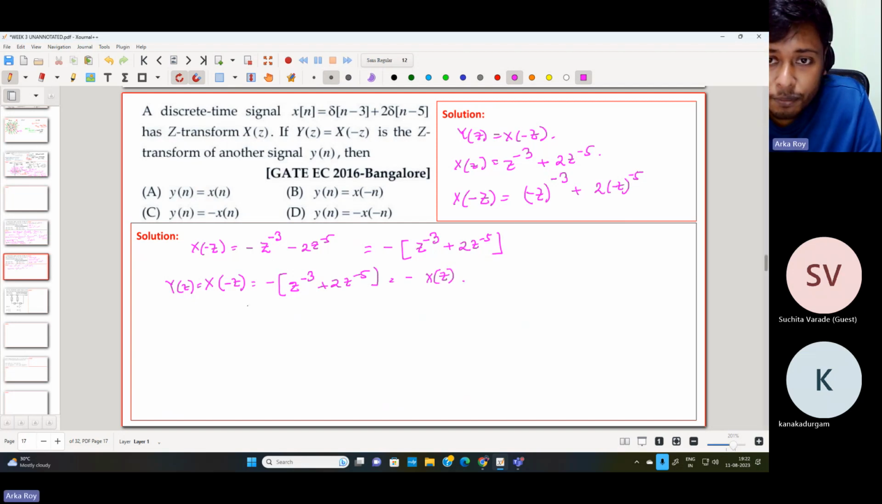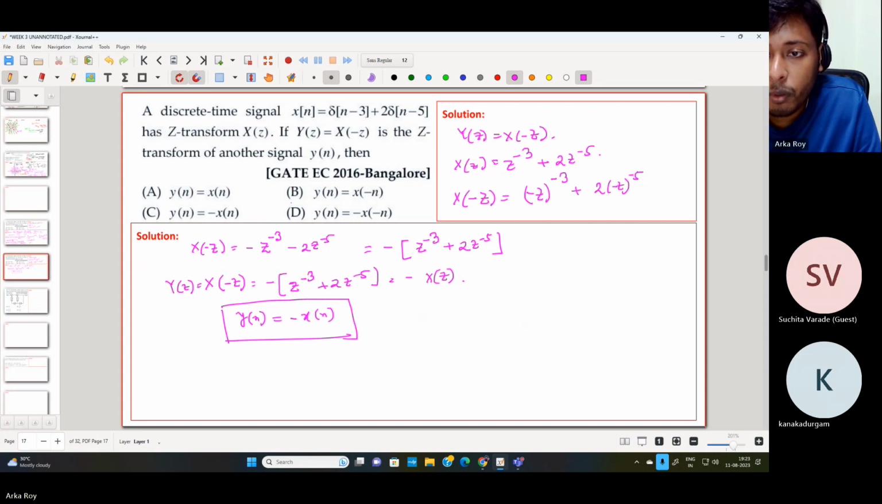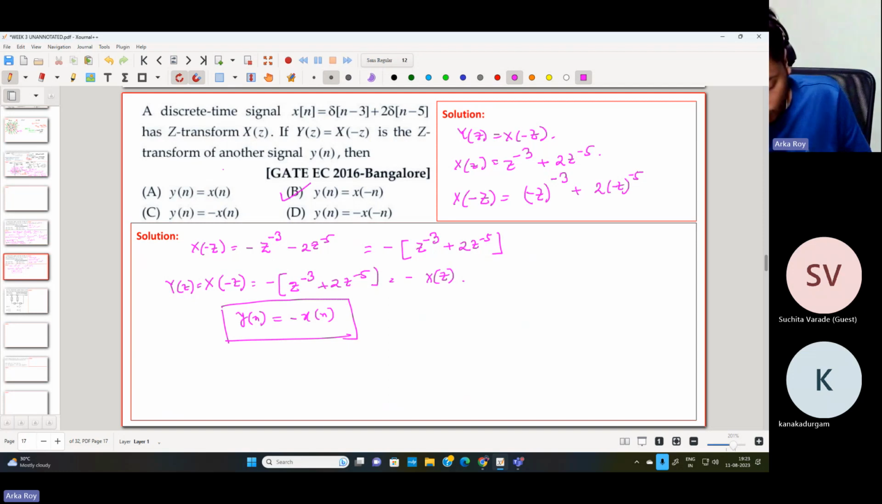That means if I take the inverse z transform, y[n] will be minus of x[n]. So this is the final answer. y[n] is minus of x[n]. So option D, y[n] is minus of x[n].